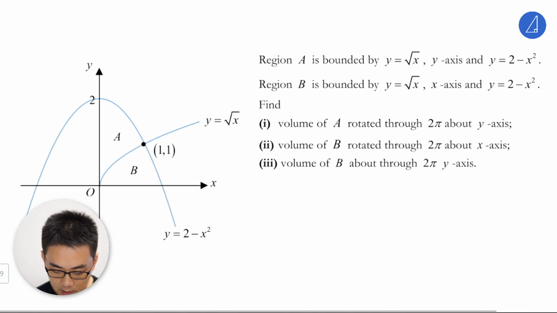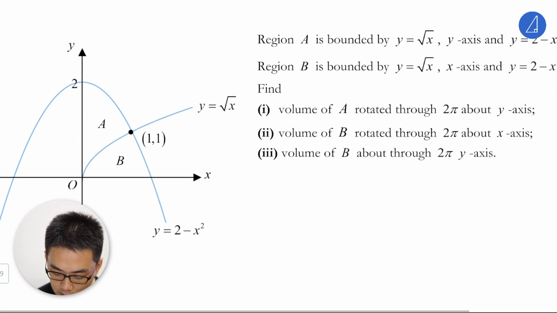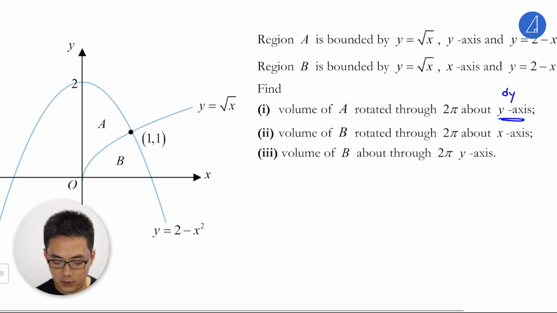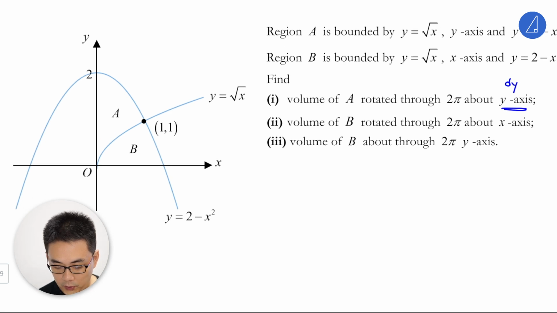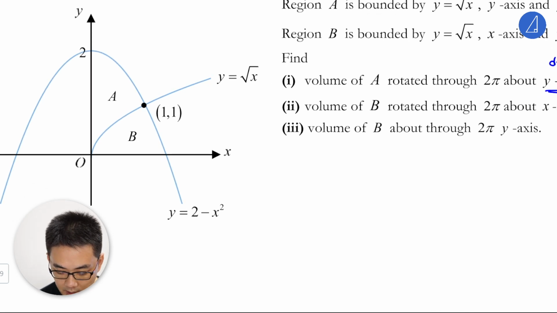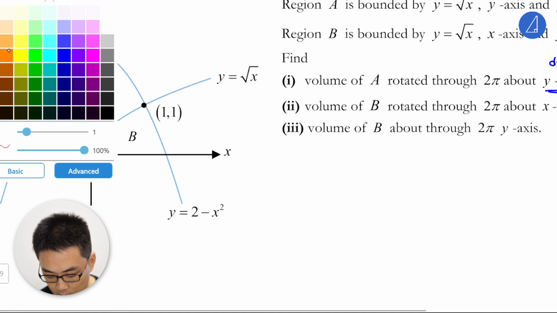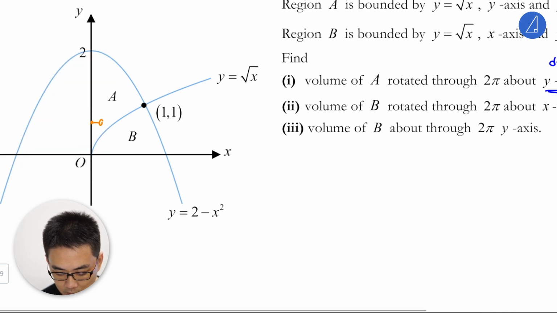I think just quickly do this. The rotation about the y-axis just means dy. When the rotation is always dy. So I think generally, what you need to do is be able to visualize it. So dy. If you can't visualize this, just make sure that you walk along the y-axis and just look up.